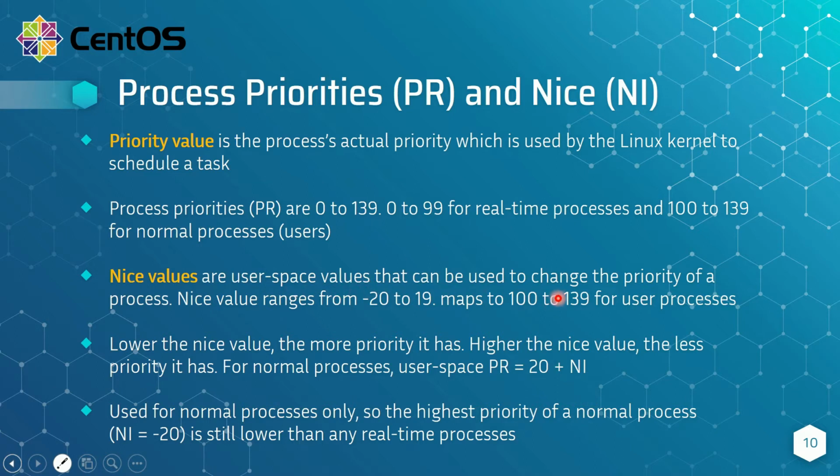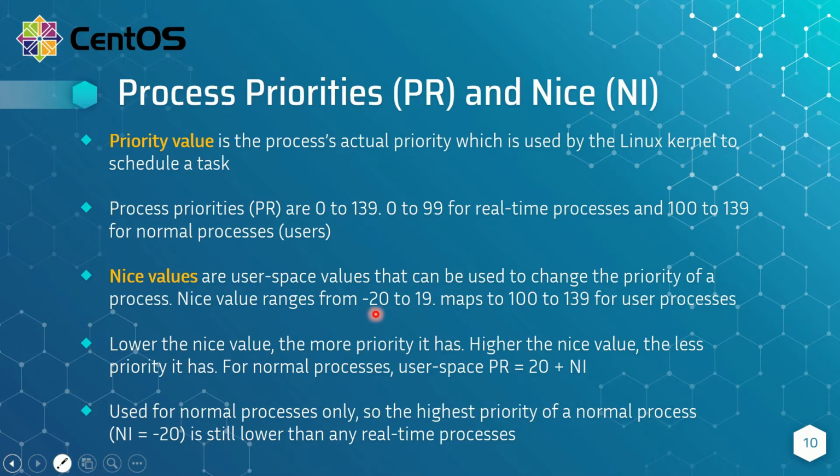Nice value is a user space value that exists to change the priority of a process, and can be thought of as a modifier. Nice values range from -20 to 19, and then it maps to 100 to 139 for the user processes. So if 0, as we recall, is the highest priority, if we modify this priority level using the nice value of -20, it will actually increase the priority of that process. So what this means is the lower the nice value, the more priority it has.